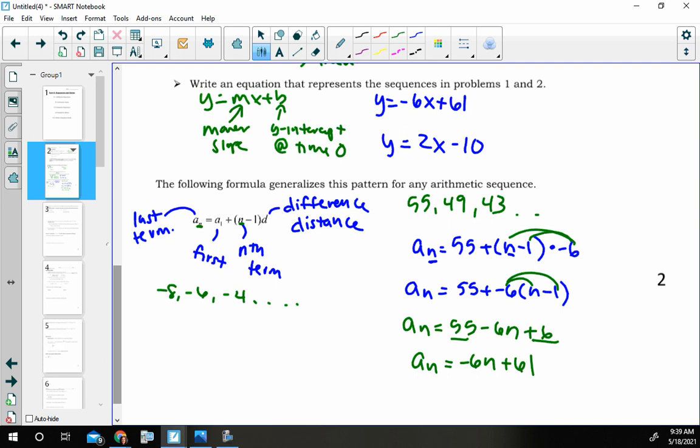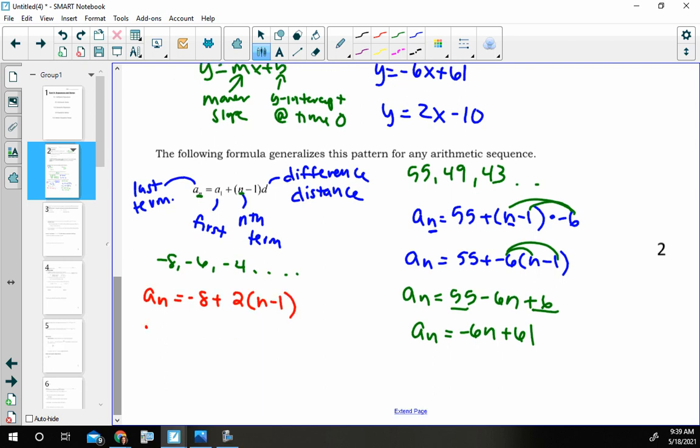Okay, so I'm going to have a sub n equals a sub 1 plus the distance I'm traveling is 2. Again, you could have the 2 behind it. 2 times n is 2n. 2 times negative 1 is negative 2. So I get 2n minus 10, which is the same as what I got up top.